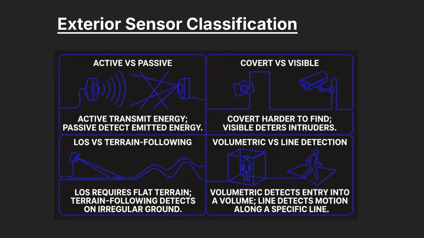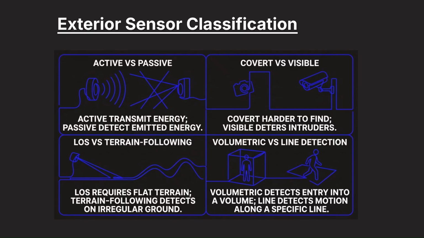Exterior sensors can be classified in multiple ways. Active sensors emit energy and detect changes, while passive sensors detect naturally occurring energy like infrared radiation. Systems can also be covered or visible.